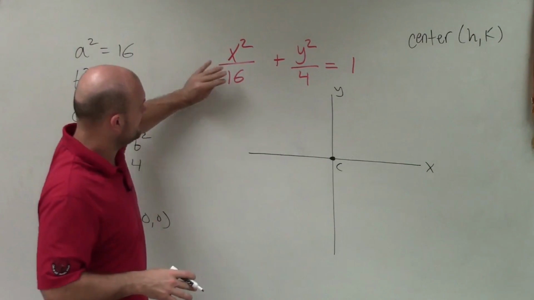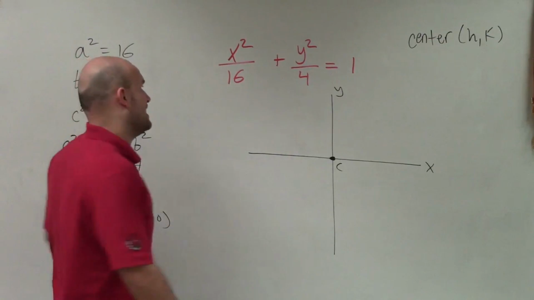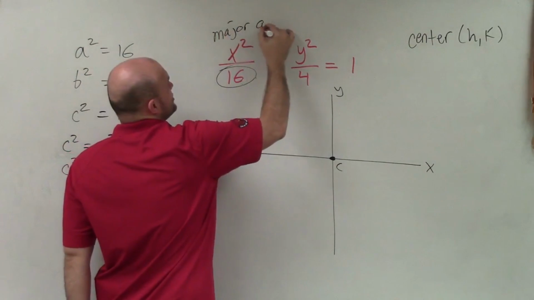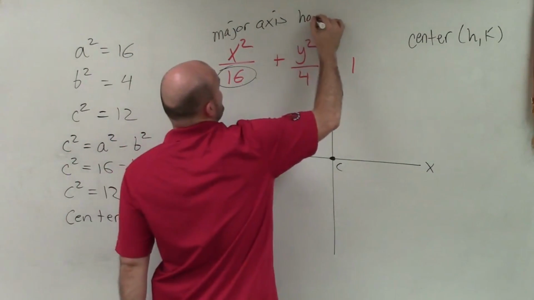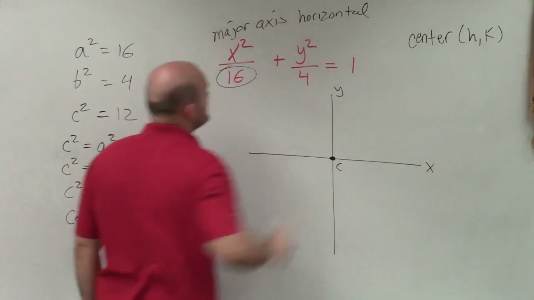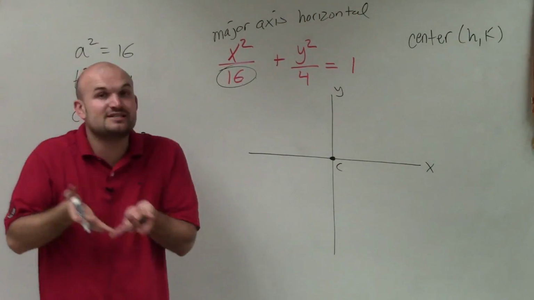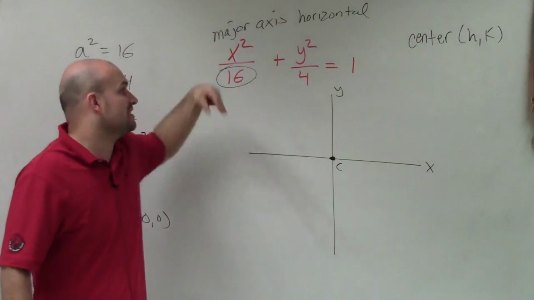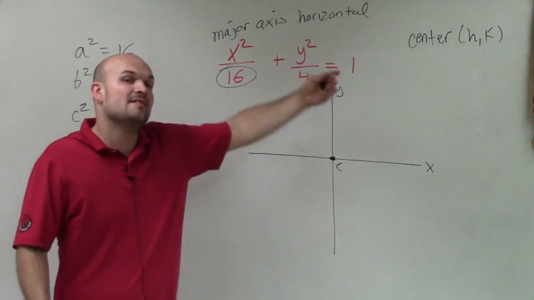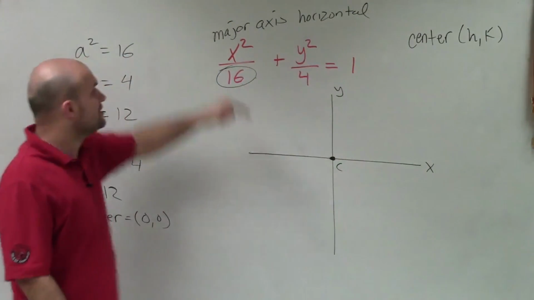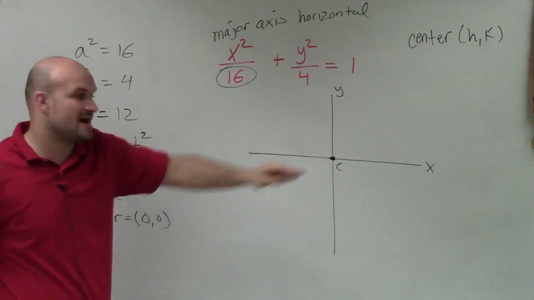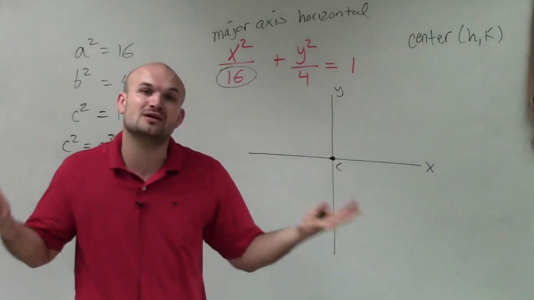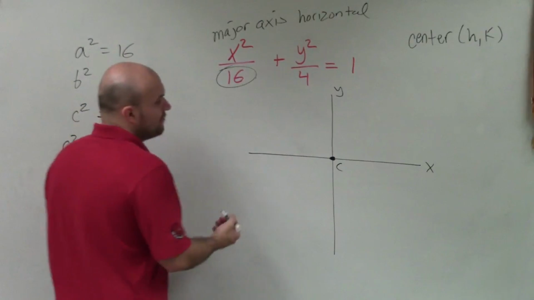Because what we need to be able to do is determine where is our major axis. And since my a is under the x squared, I can now say that my major axis is horizontal. So to determine your major axis, it's always going to be which variable your a is under. So if my a was under the x, my major axis is horizontal. If the larger number 16 was under the y, then my major axis would be vertical. So since it's under the x, I have a horizontal major axis. So what that's going to tell me is my vertices and my foci are all going to lie on the major axis, which is horizontal.